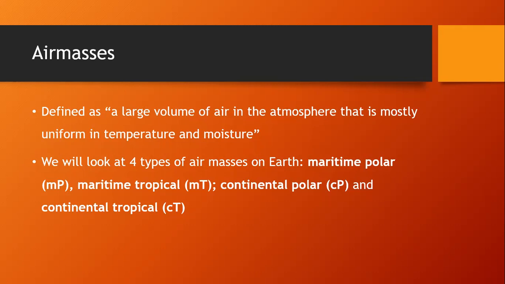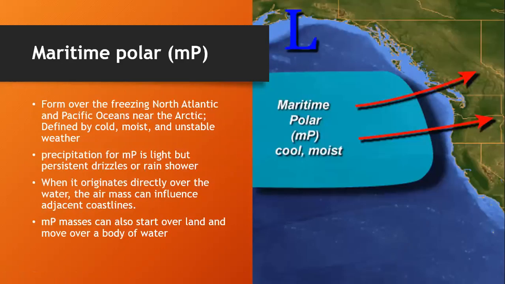The four types of air masses we're looking at for the sake of this lab are maritime polar, which is MP, maritime tropical, which is MT, continental polar, which is CP, and continental tropical, which is CT. There are a few others outside of these four, but these are the main four we're looking at. The polar and the tropical just show where it is in relevance to the equator, and I'll get more into that in a little. So we'll start with maritime polar.